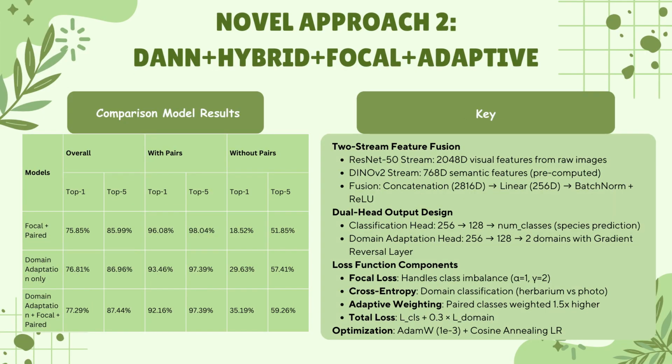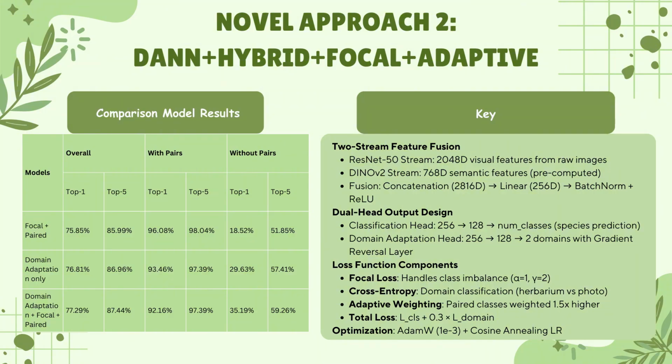For novel approach 2, we started with focal loss and pair weighting, which is strong on paired classes at top-1 96%, but weak on unpaired top-1 at only 18.52%. Then the model was tested with domain adaptation alone, and it boosts unpaired top-1 performance to 29.63%, while maintaining 93.46% on paired classes. When combining all the losses together, the model's top-1 unpaired accuracy reached 35.19%.